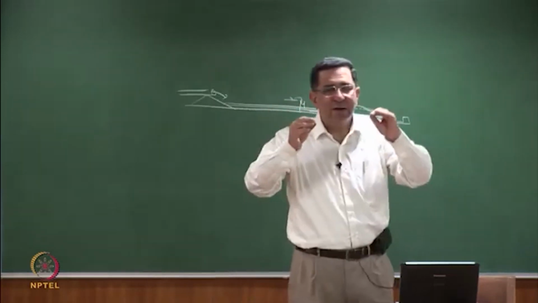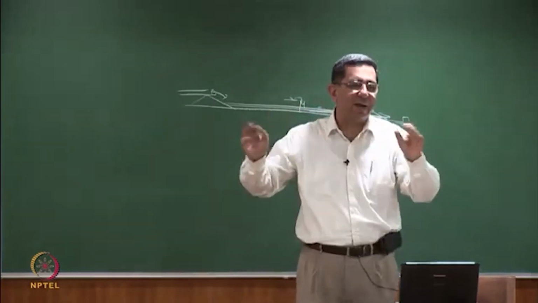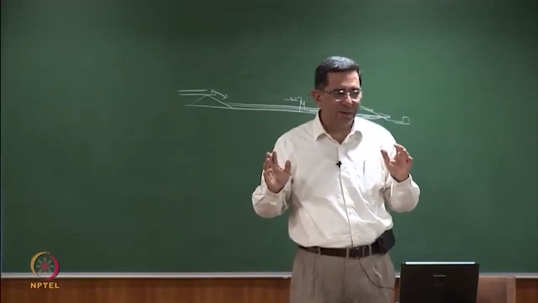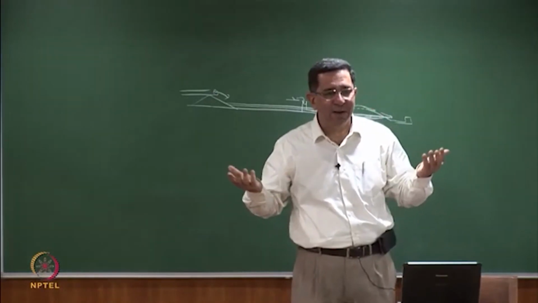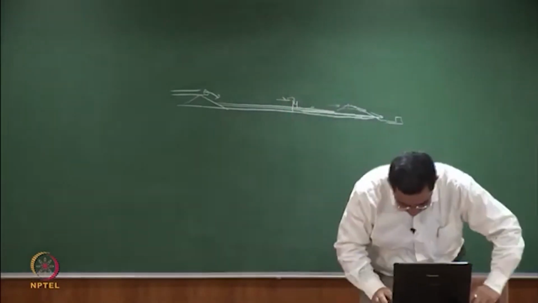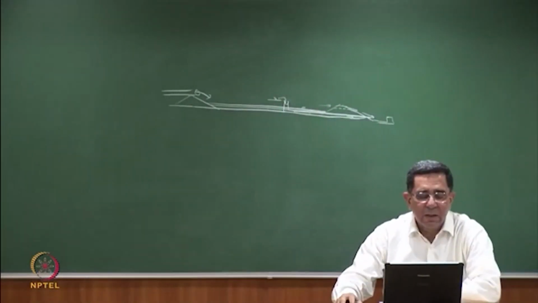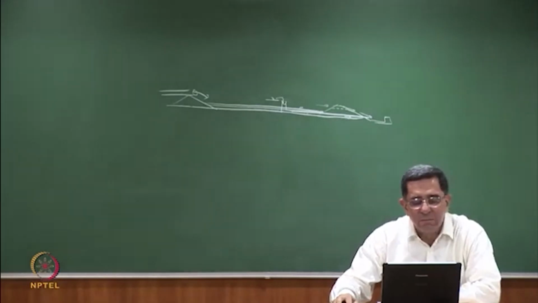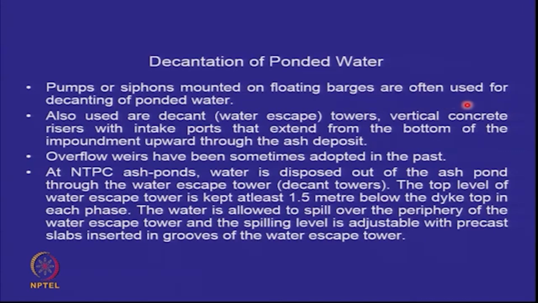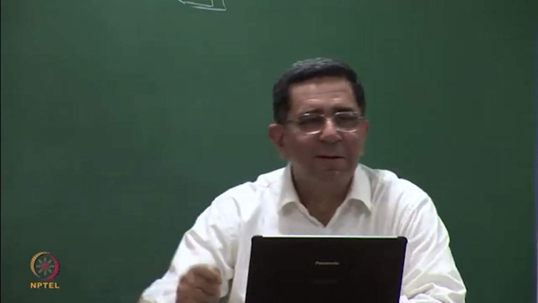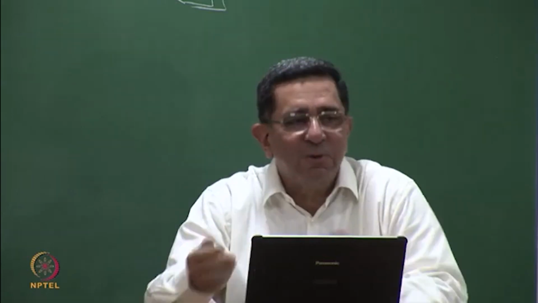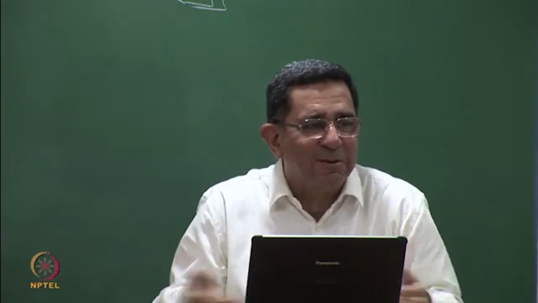How do we decant? Because decanting is critical to low phreatic line. You agree? If I can decant quickly and properly, my phreatic line will remain depressed. So pumps or siphons mounted on floating barges are often used for decanting of ponded water. You should have said, sir, I'll keep a boat. I'll have a pump and a pipe. Wherever I see water, I'll start sucking it out. Right? All you'll have to do is that the boat doesn't run aground. But even if it does run aground, you won't be lost. You can still reach the end.